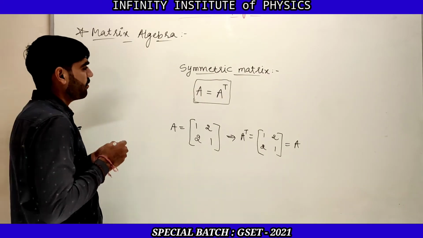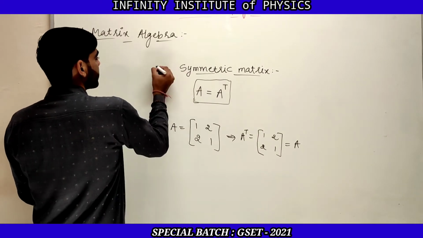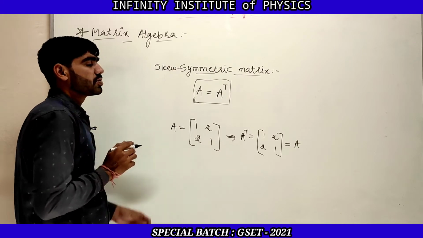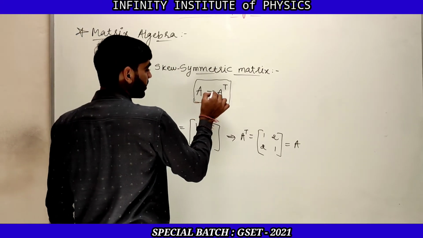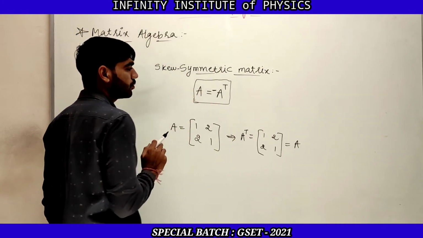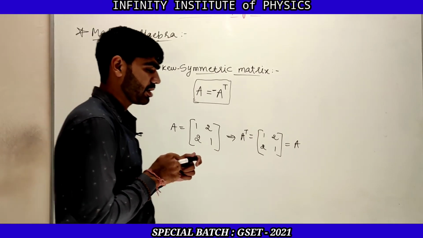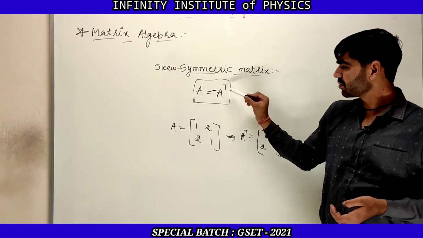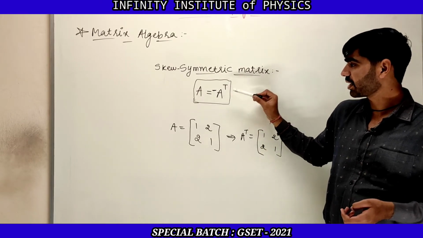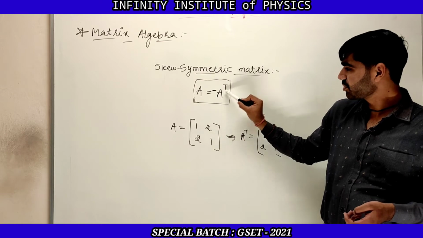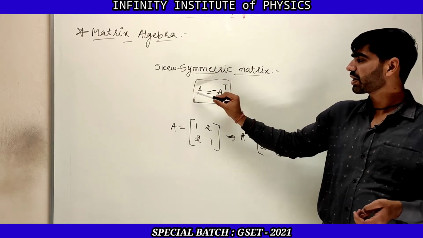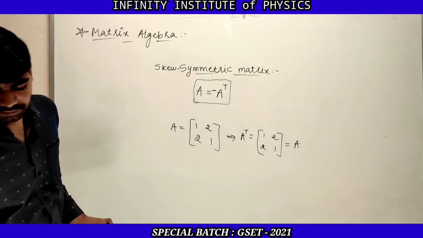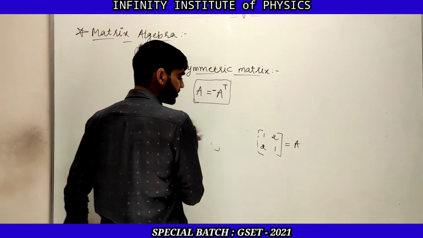Now the next definition is the skew symmetric matrix. When can we say that a matrix is skew symmetric? A matrix is said to be skew symmetric if A is equal to minus A transpose. There is just one change from the definition of symmetric. In symmetric we have A is equal to A transpose, but in skew symmetric we have A is equal to minus A transpose. So let us take one example of a skew symmetric matrix as well.